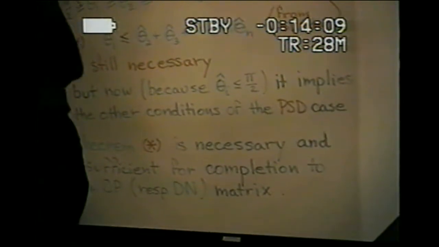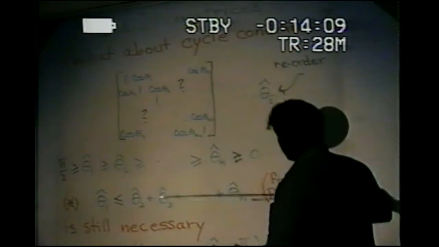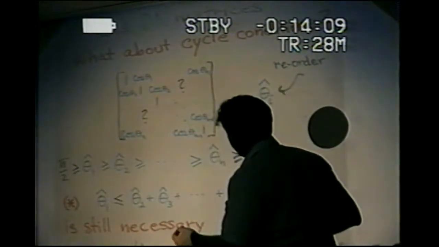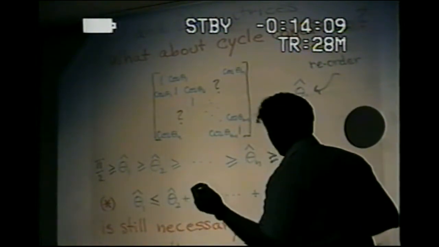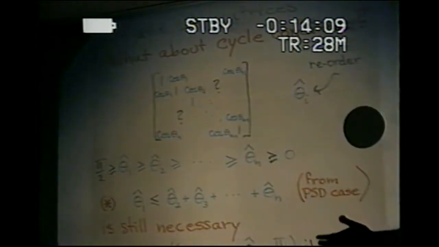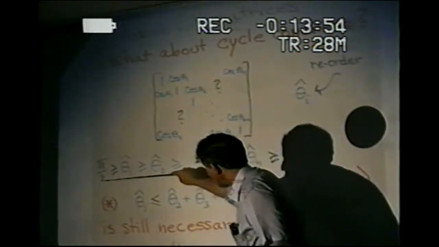Okay. Now, what about cycle conditions? Off the diagonal. Now, in this case, as long as these entries are non-negative, which they are by assumption, then partial positive definite or partial positive semi-definite, partial doubly non-negative, and partially CP are all the same because CP and doubly non-negative are the same in the 2x2 case. In fact, through the 4x4 case. Okay? It's only after that that they become different. So now, since these guys are non-negative, my thetas actually run from pi over 2 down to 0.